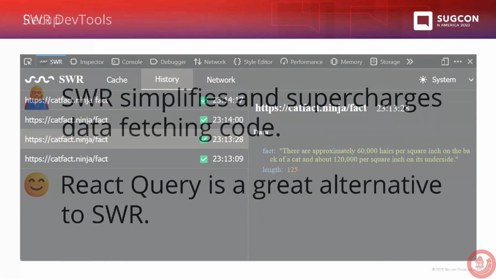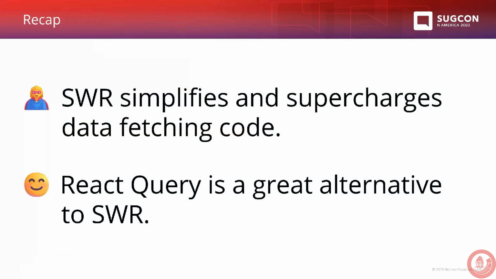So to recap, SWR simplifies your data fetching code and in fact supercharges it with a whole bunch of handy features. But SWR is not the only game in town. There's another really nice library called React Query that's a great alternative to SWR. And if you've not used SWR or React Query, I highly recommend that you check out both of those before settling on one. I've used both with great success in projects.